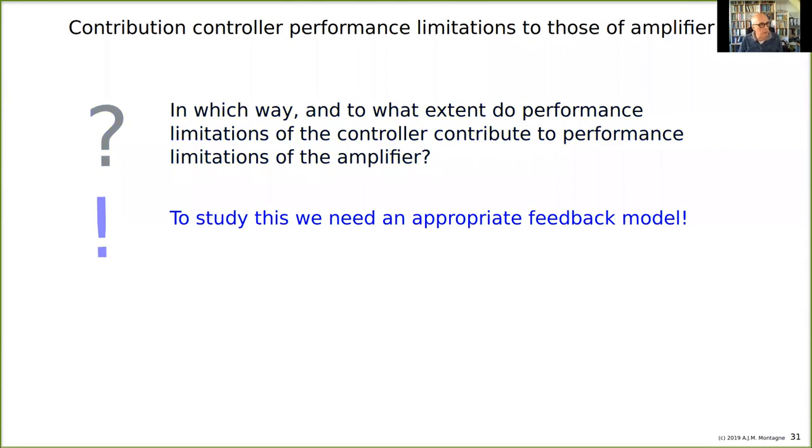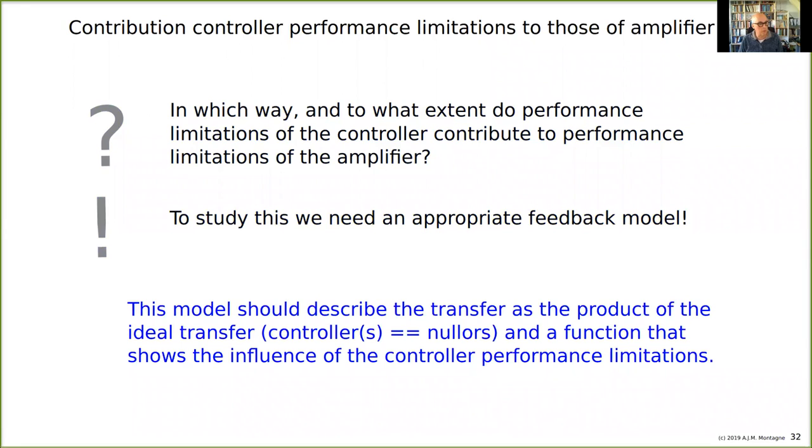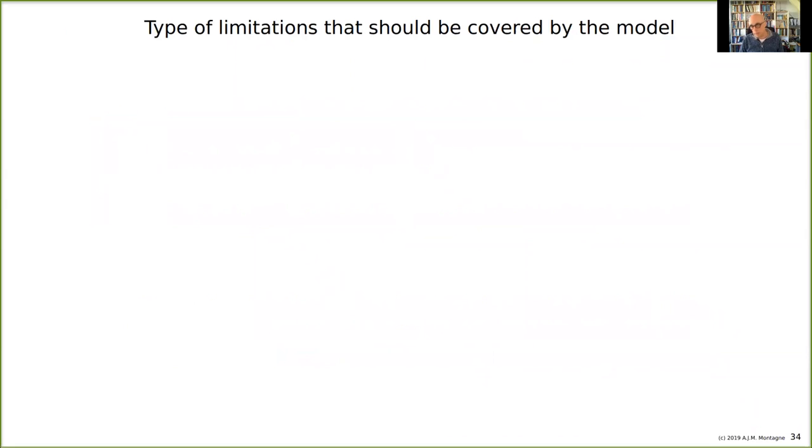But first, let's make an inventory. For this, of course, we need a model. We don't have yet a model to describe that. That is what this is about. So the model that we want should describe the transfer as the product of the ideal transfer, only determined by the feedback networks with nullers as controllers, and some kind of function that tells us the influence of controller performance limitations. So then let's make an inventory of these kinds of limitations.